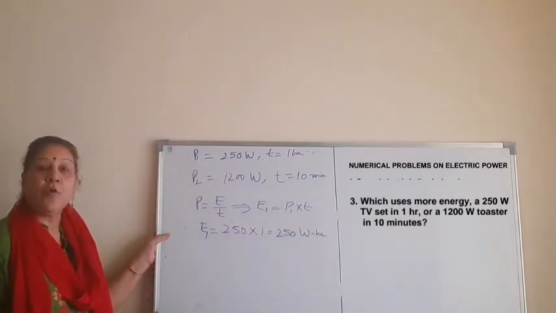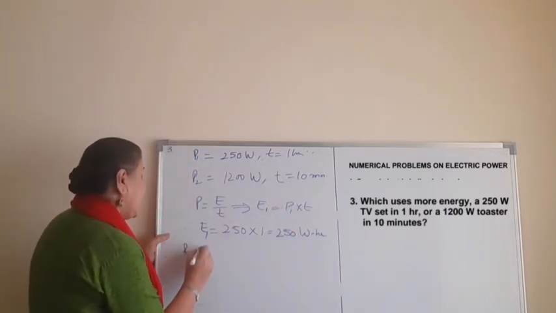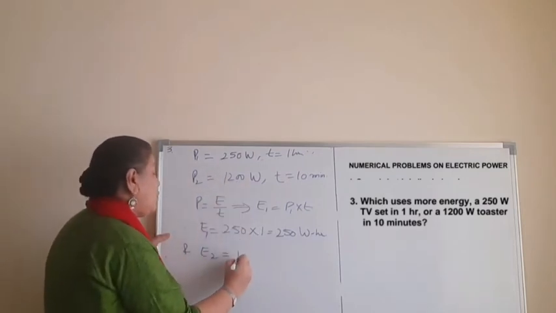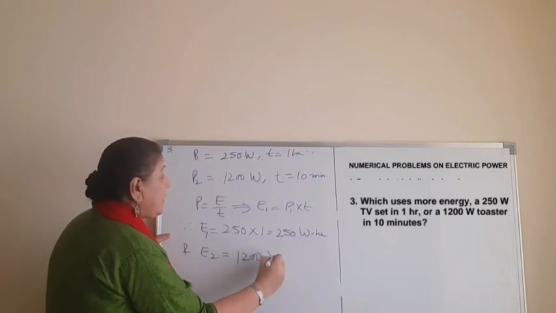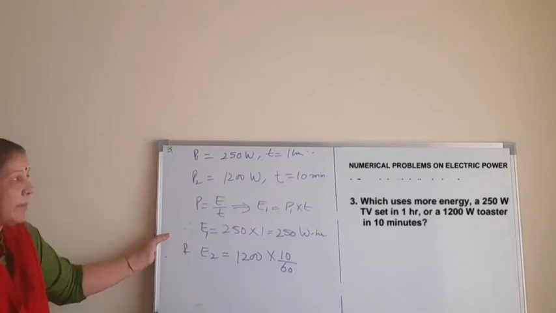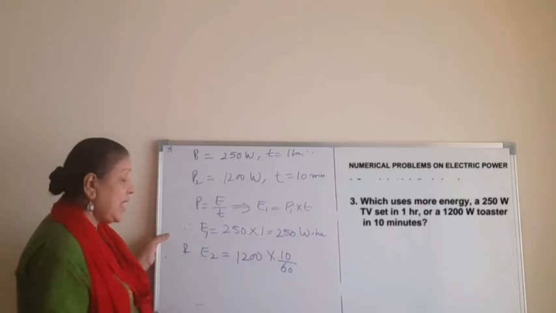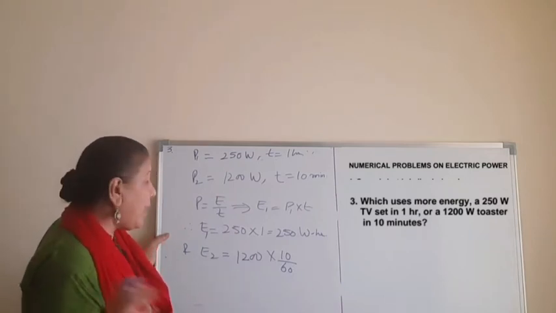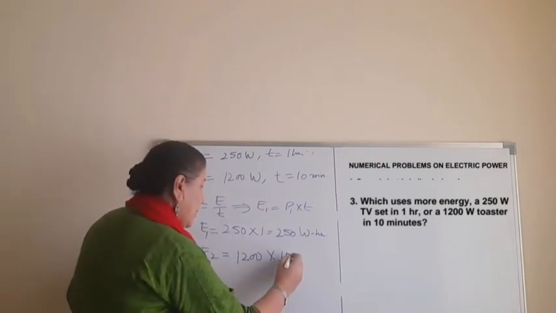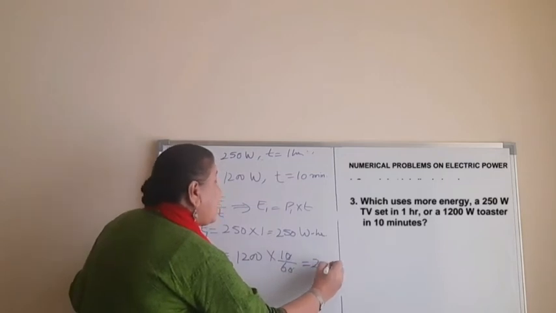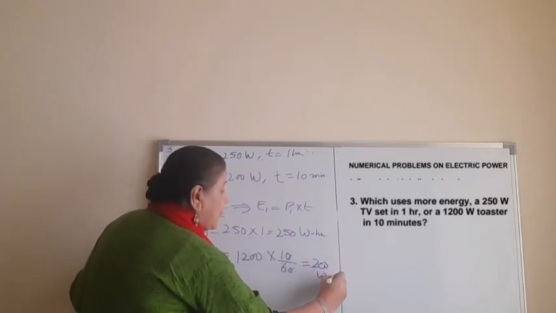So it is equal to 250 watt hour. And E2 similarly will be equal to P2, which is 1200, into T, which is 10 minutes. I'm changing it into hours by dividing by 60, because 60 minutes make 1 hour. So it is 10 by 60, and 1200 into 10 by 60, 6 2s are 12, so 200 watt hour.